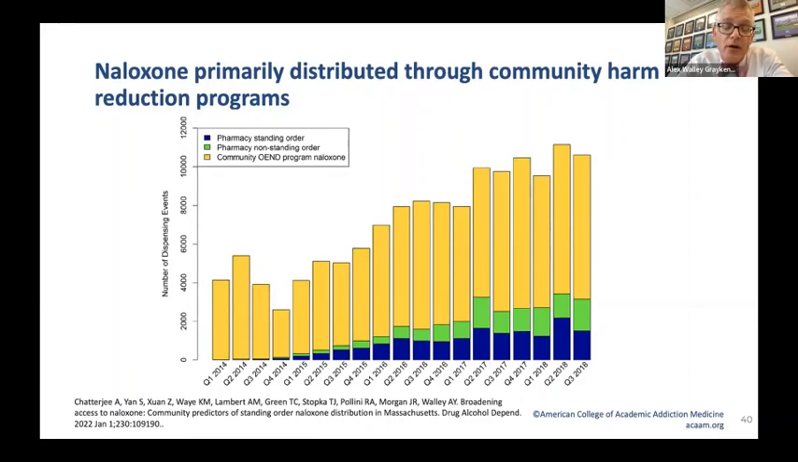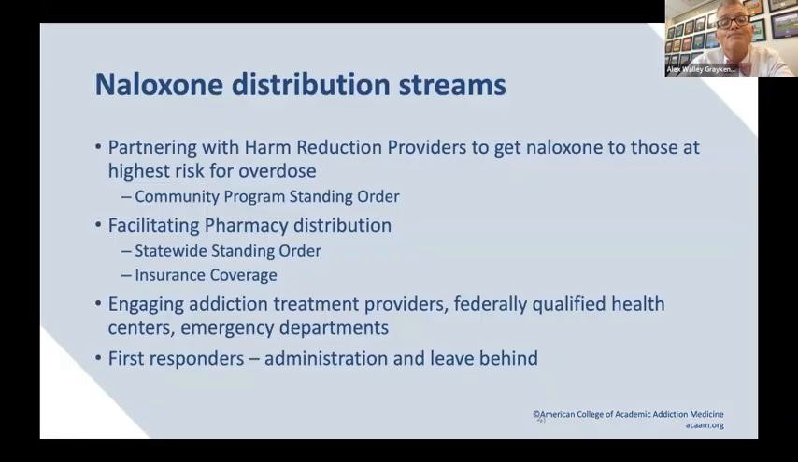Now, there's an increasing amount of naloxone being distributed through pharmacies, both through pharmacy standing orders, where you just walk into a pharmacy and ask for a naloxone rescue kit, and they bill your insurance, or you pay cash and walk out, or where you actually get a prescription, which is the green, from your prescriber, and they prescribe naloxone to you. So there are various naloxone distribution streams.